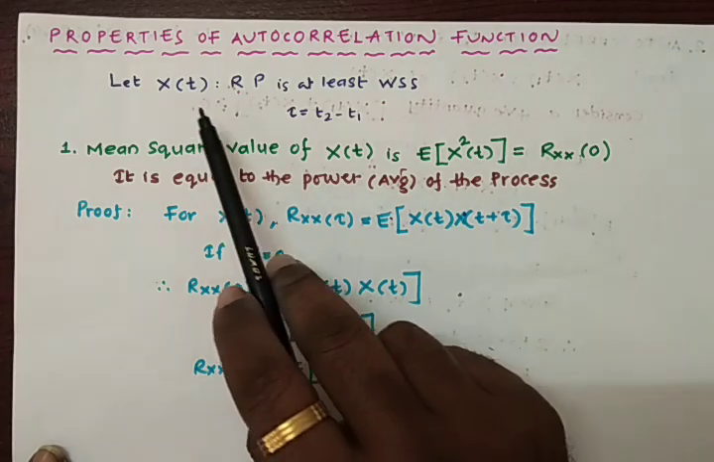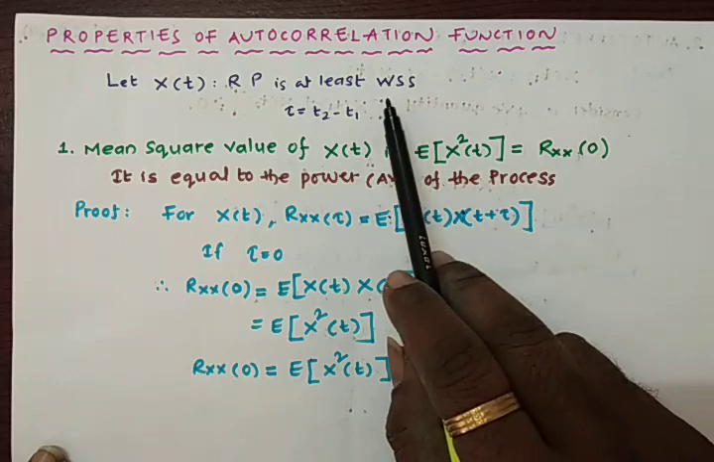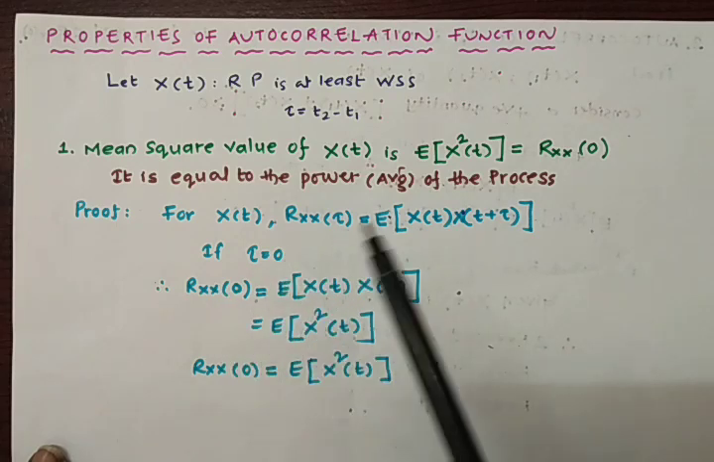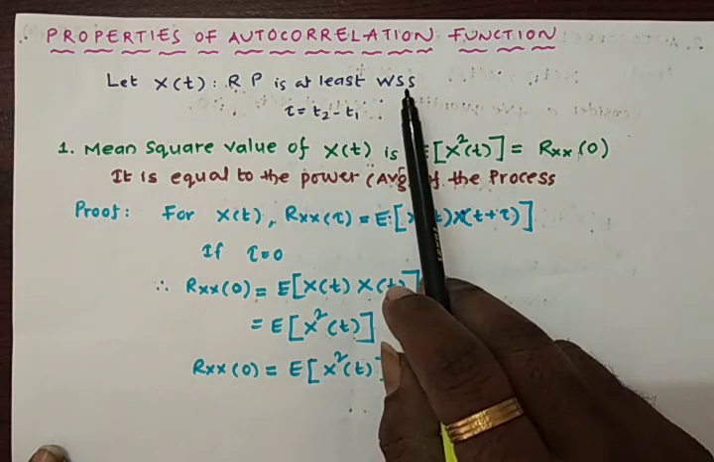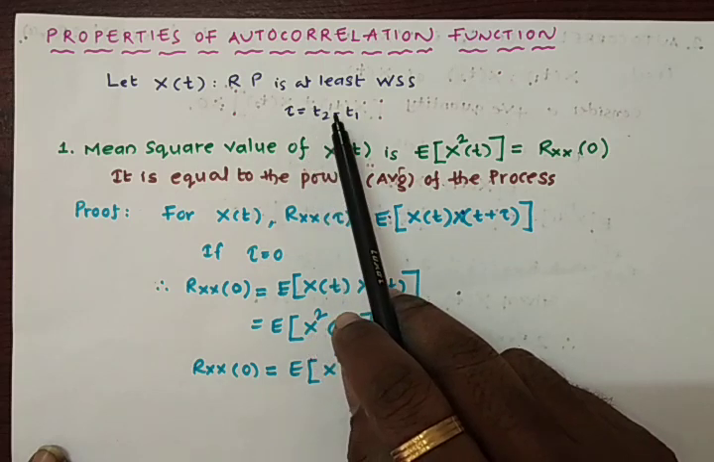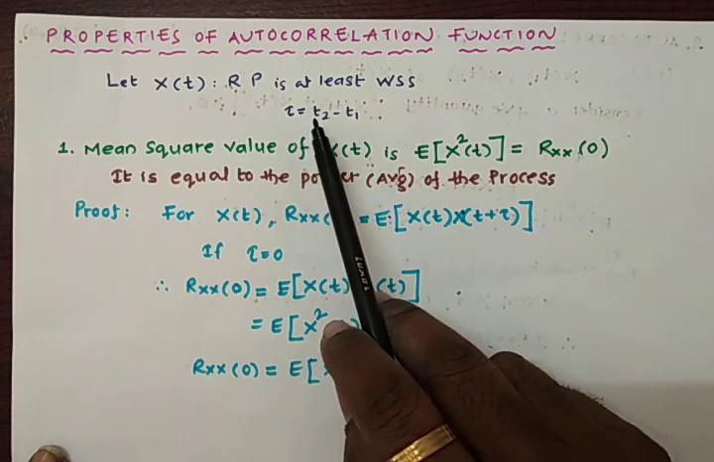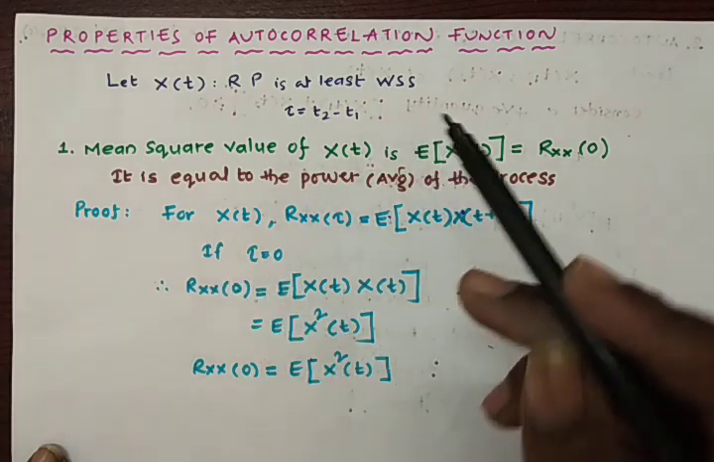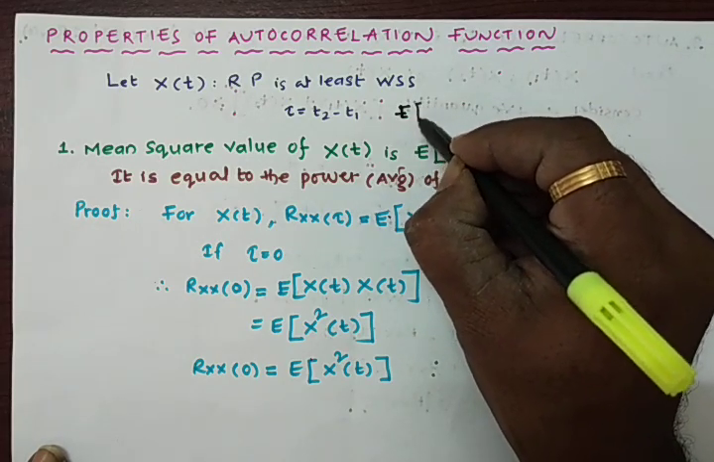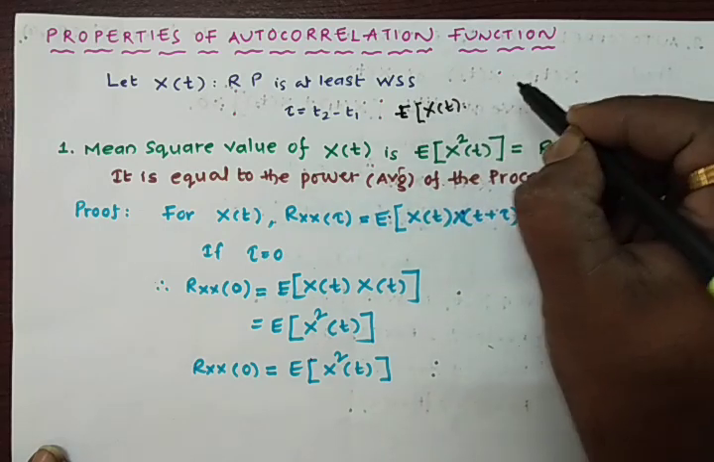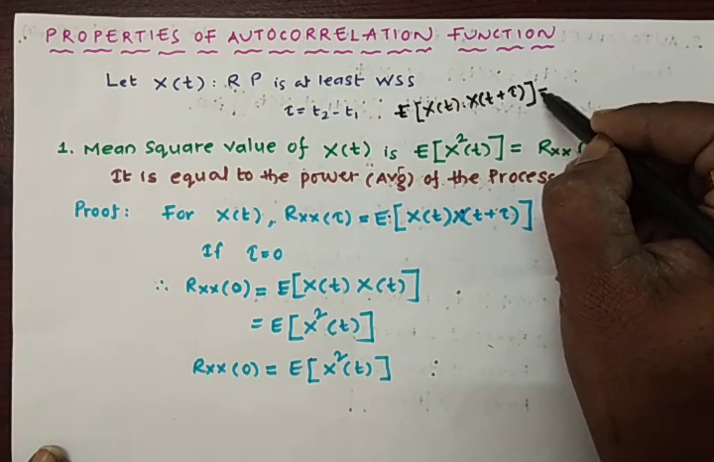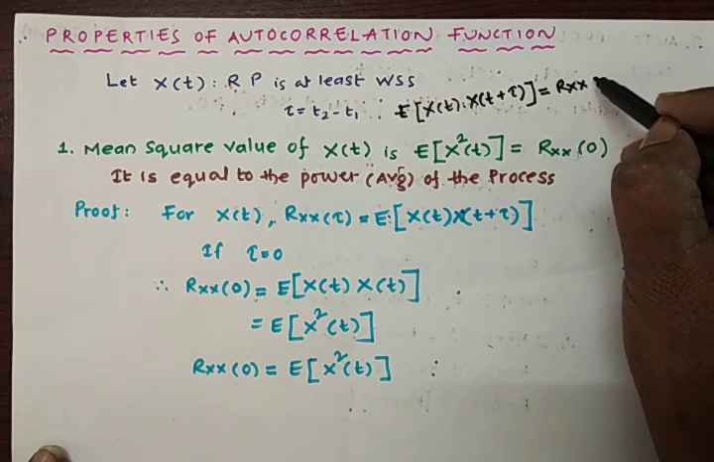And we are considering x of t as a random process, at least wide sense stationary, that is with second order properties. In the previous classes we have discussed this. In the wide sense stationary process, tau is the time difference between t2 and t1, so tau is equal to t2 minus t1. And in the case of a wide sense stationary process, the expectation of x of t into x of t plus tau depends only on the time difference, which we have proved is the autocorrelation function, that is Rxx of tau.